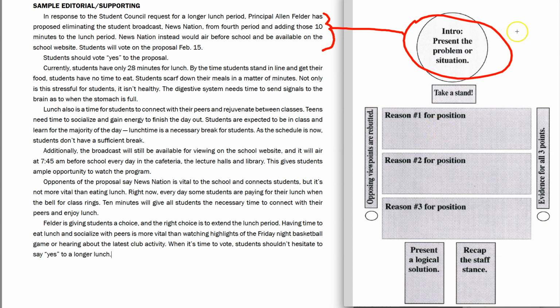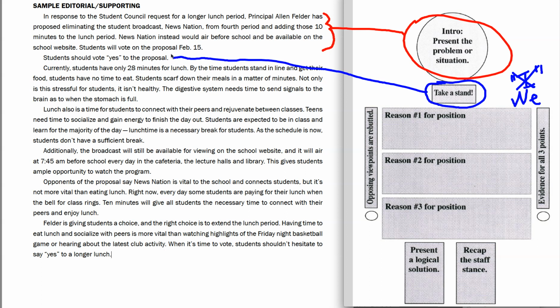The next step in that structure is then really clearly taking a stand and saying exactly what the staff stand is. Remember, you're not writing in that first person I. Don't do that. You're writing in we, okay? We. It's a staff opinion, okay? So if you look over here, this is them taking a stand here.